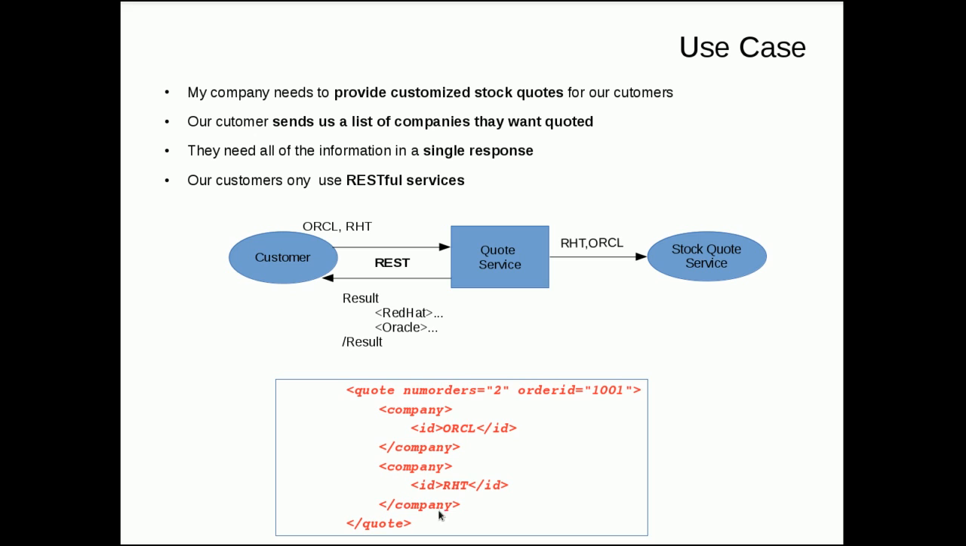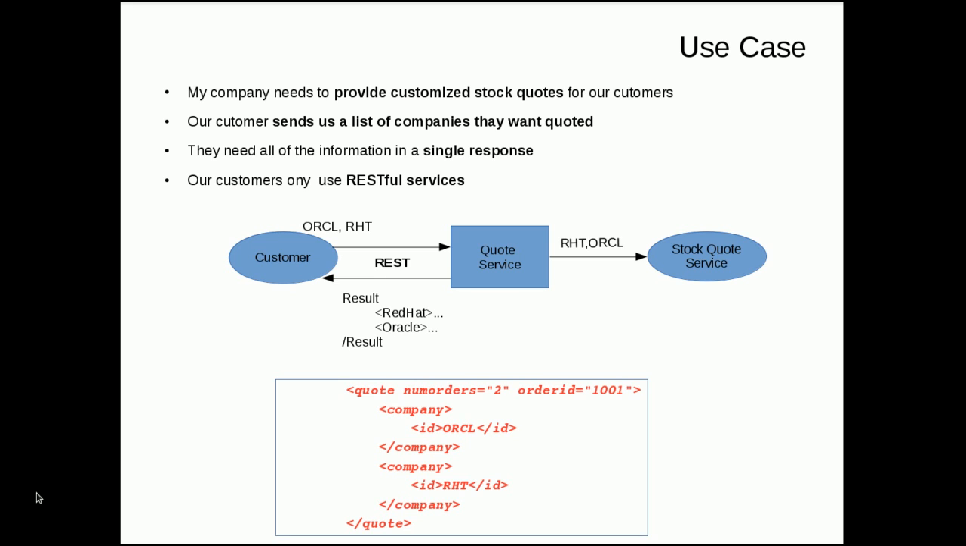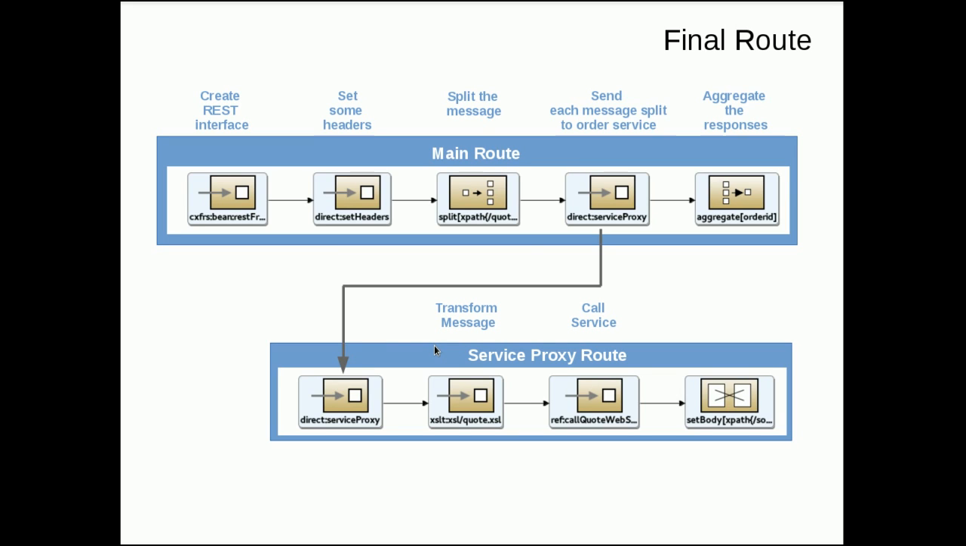Now, we look at our XML that we're going to send through. It's pretty simple. I'm going to be exposing a REST interface and posting through some XML. I'm going to be sending two company IDs. And I'm going to expect back those aggregated results as a single message. Okay, so let's look at what that route looks like in Camel.